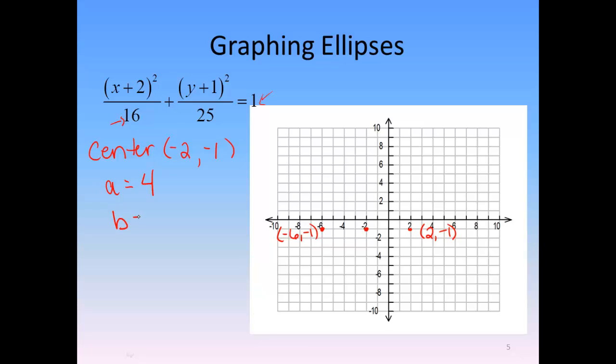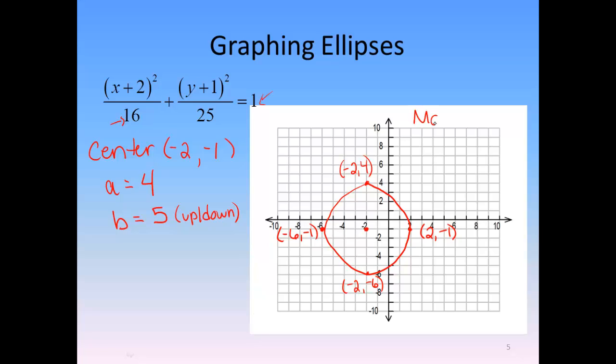My b, underneath this y, is going to be 5. That tells me I'm going to move up and down 5 from the center. 1, 2, 3, 4, 5. That ordered pair is negative 2, 4. From the center down, 1, 2, 3, 4, 5. And that's negative 2, negative 6. Those are my 4 vertices. Almost looks like a circle, but it's not.